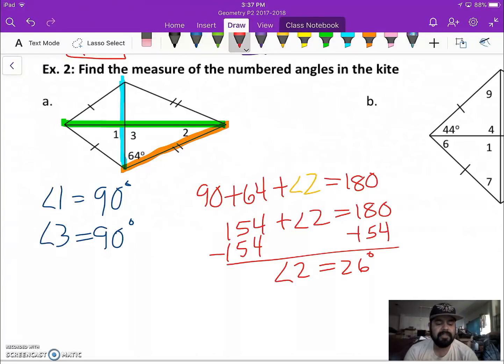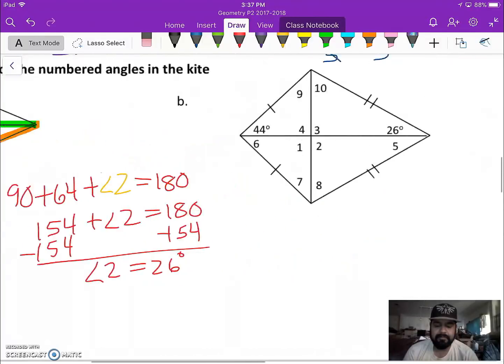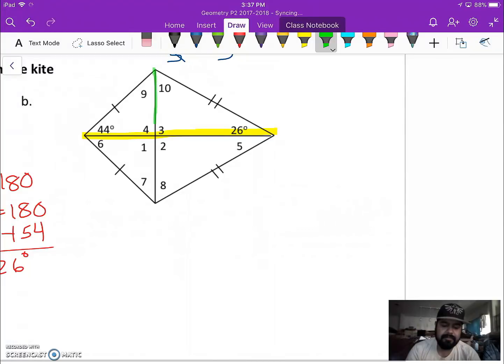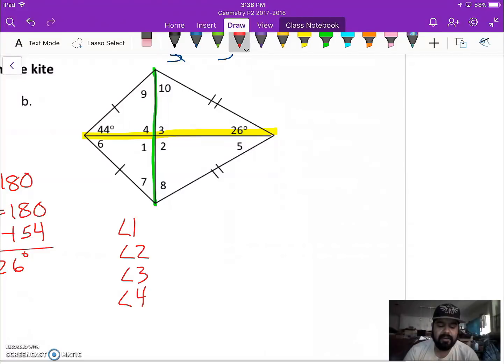Alright, so use those properties. Take a look at the chart above and try to solve this second part of example 2 on your own. Alright, so again, we're going to look at the intersection of our diagonals, and we're going to notice, hey, angles 1, 2, 3, and 4 all form right angles. So we know that they are all going to equal 90 degrees.